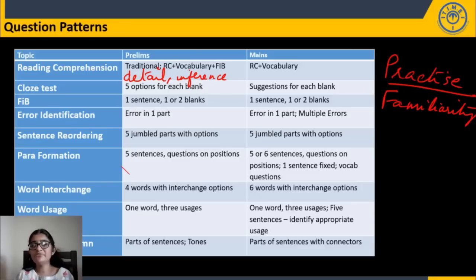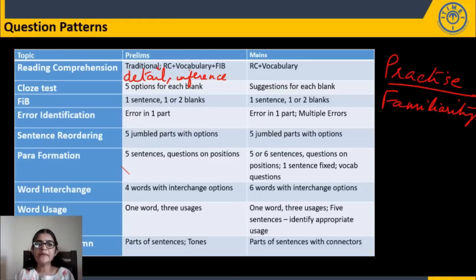Please look at the previous question types that we have been giving you for practice. Please practice these question types so that you understand exactly what we are talking about. And in the mains exams also, typically we have been seeing a pattern where you have a longish passage with RC questions, traditional reading comprehension questions, as well as vocabulary based questions.